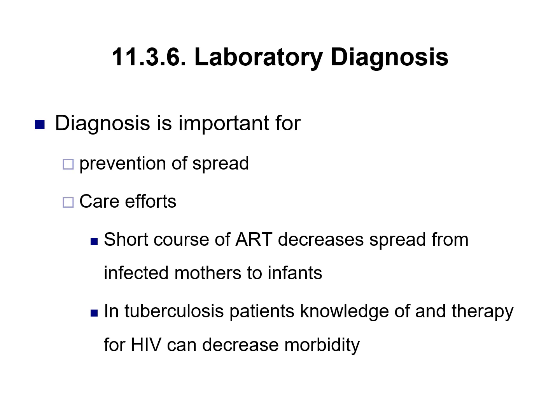Laboratory diagnosis. So this is mainly for HIV. Because HIV is a kind of infection that is preventable, the diagnosis of HIV can prevent the spread of the disease, and a short course of antiretroviral therapy can decrease the spread from infected mothers to infants. In TB patients, knowledge and therapy for HIV can actually decrease the morbidity.